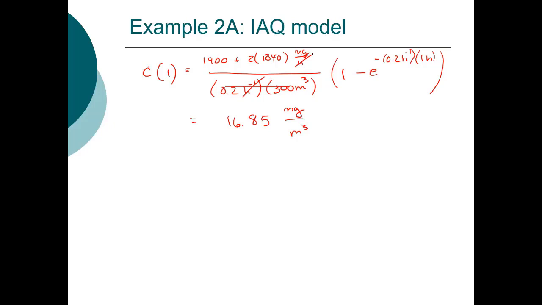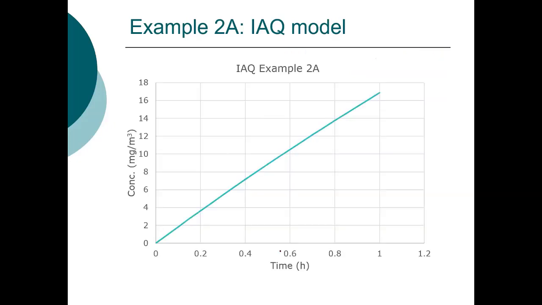Inverse hours cancel. Notice inverse hours and hours cancel, so make sure your units are consistent. And we now have a concentration for carbon monoxide after 1 hour. And if I plot this, this is what the curve would look like. It doesn't look exponential. It actually is. And you can see how the concentration of carbon monoxide is increasing as a function of time.